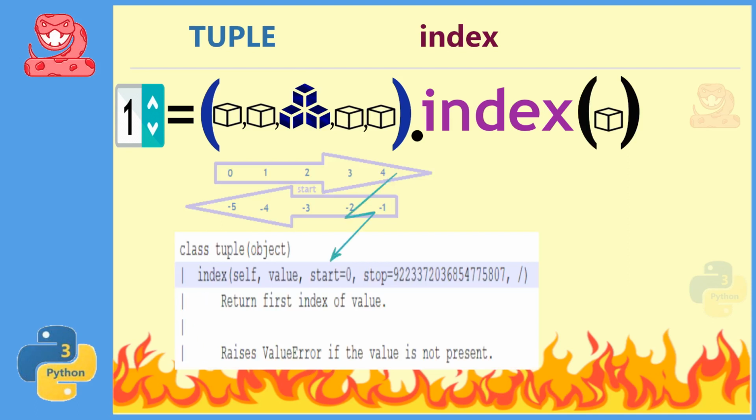Start is the index where the search for the value starts. Stop is the index where searching for the value stops, not including. The search always goes from left to right. Using the start and stop parameters, you can specify in which range to search, but the output will be the absolute index of the first element found.